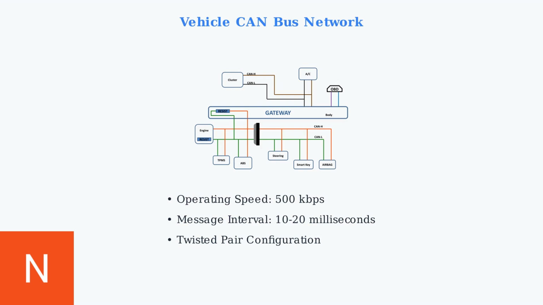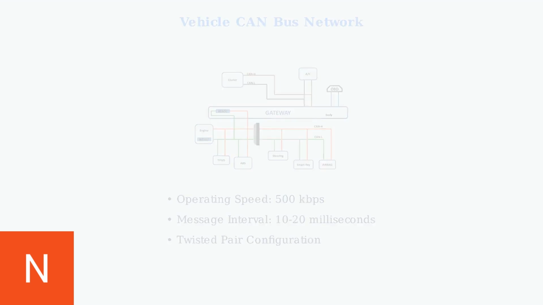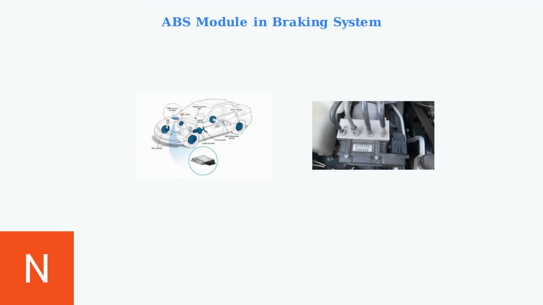This network allows different control modules to share critical information for vehicle operation and safety systems. The ABS module is a critical safety component that prevents wheel lockup during braking. It continuously broadcasts status messages every 10 to 20 milliseconds to other vehicle systems.